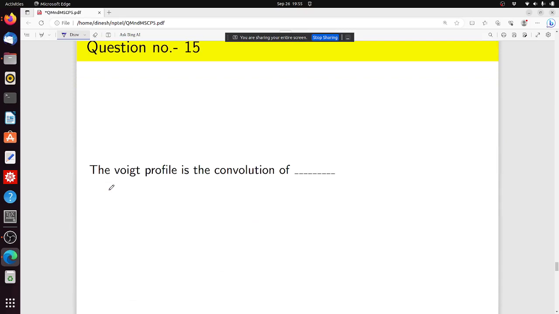Okay, this Voigt profile, this is a convolution of what? This Voigt profile is nothing but a convolution of two intensities. What are those?